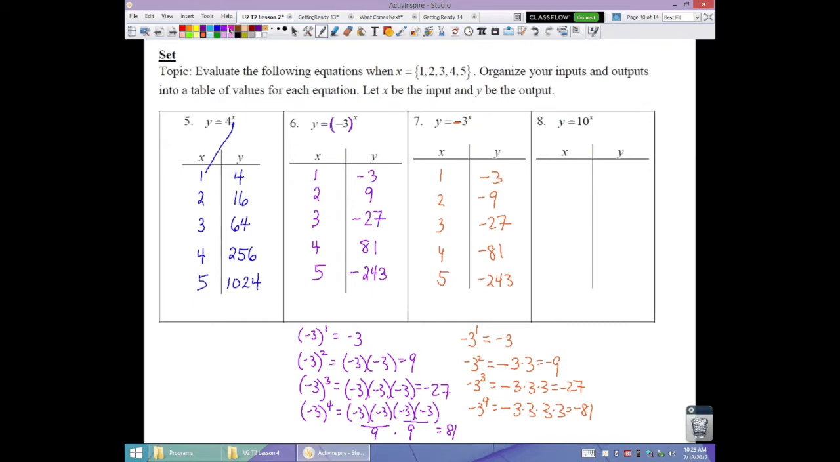All right, and number 8, the simplest one, we're raising 10 to powers 1, 2, 3, 4, and 5. Well, when you raise 10 to a power, the exponent simply tells you how many zeros are in the number. So 10 to the first is 10, 10 squared, so 10 times 10 is 100, 2 zeros. 10 to the third will have 3 zeros, 1,000. 10 to the fourth is 10,000. And 10 to the fifth, 100,000.